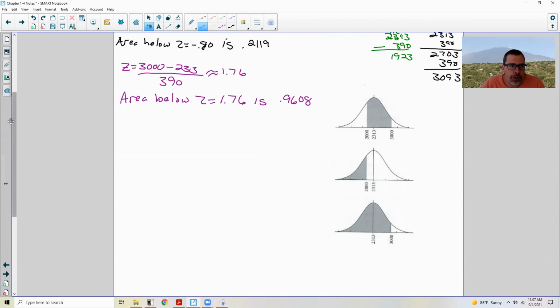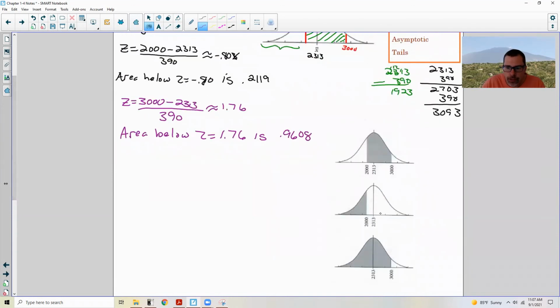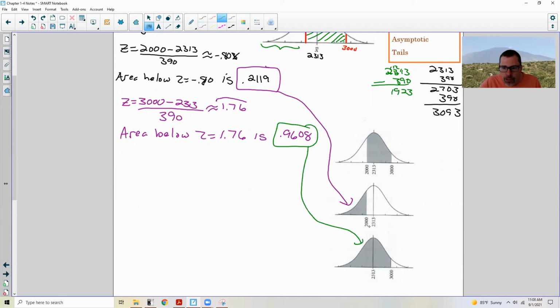Okay, so if we take a picture of what we just did, let me sum this up for you. Here are three pictures. We want to know this one. The area below 0.8 is this. The area below 1.76 is 96%. So we take the whole thing, but we want to subtract this off to get in between here. So we only want this piece. We take the whole thing minus this left end, and that will give us our answer.